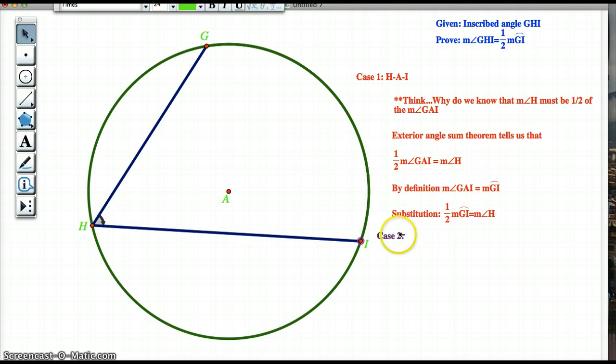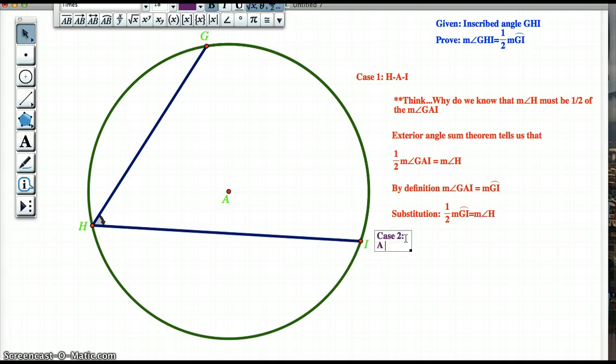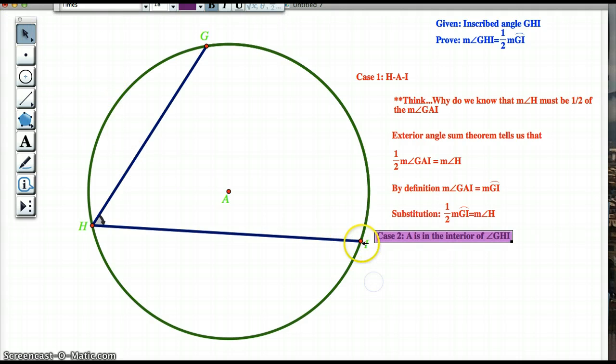In this case, A is in the interior of angle GHI. Okay, so there's another option. I can have A be in the middle of this angle, and then my last option is going to be for A to be on the outside of the angle, right?